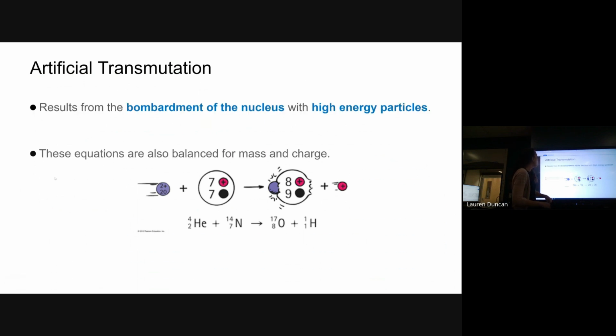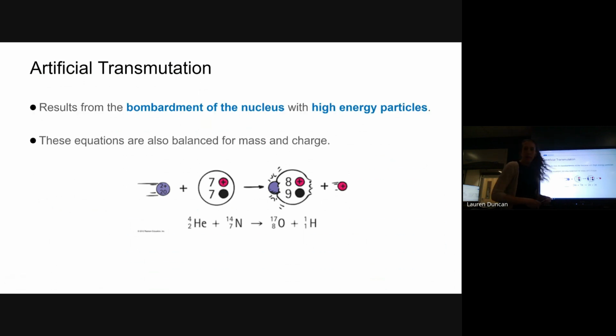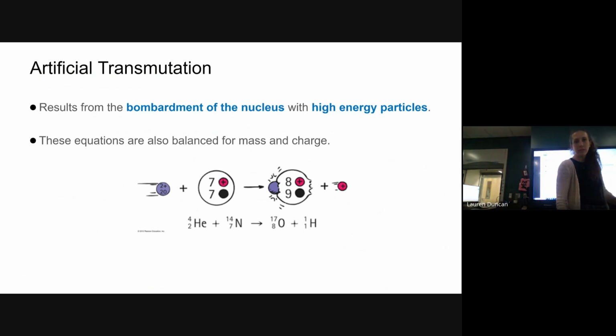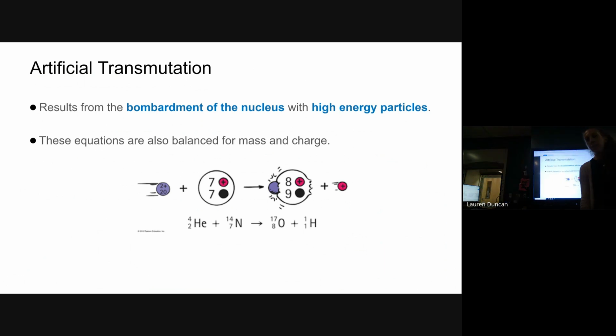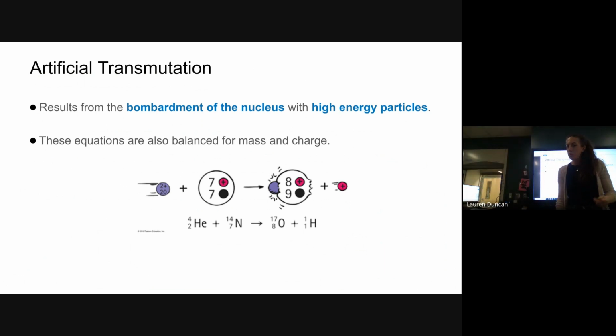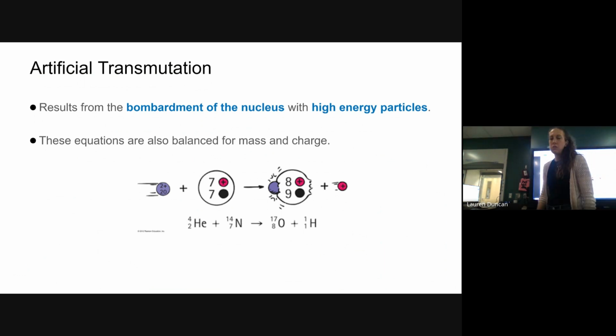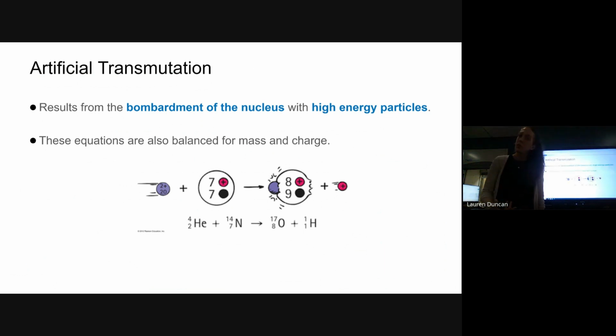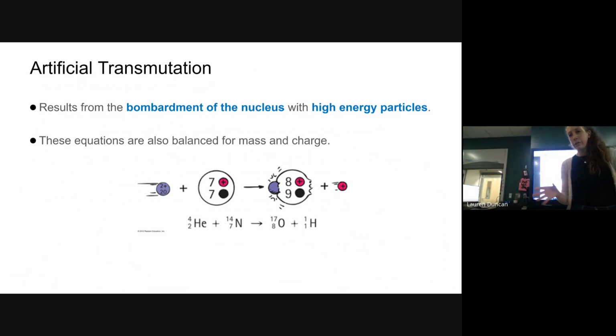All right, so what is artificial transmutation? It is the bombardment, or hitting, of the nucleus of a stable element with some type of high energy particle. Alpha particles are used. We do use neutrons in our nuclear reactors. That's kind of a talk for another day. We'll talk about how and why that works. Today is not that day.